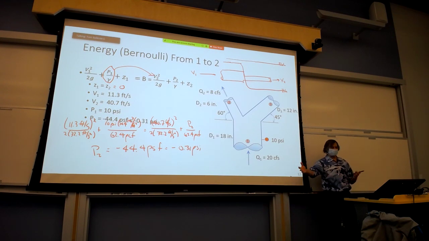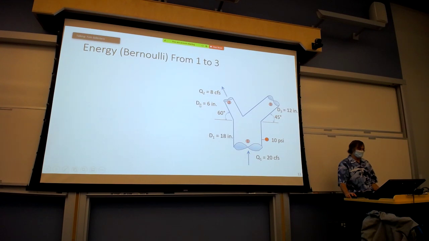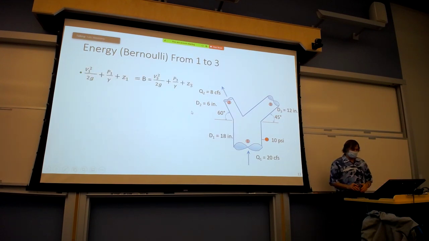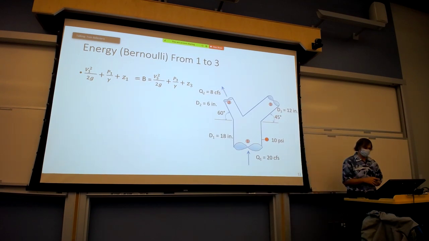Again, that's all you're doing with energy conversion. You can convert from elevation to pressure to velocity any way you want, and somebody's going to pay the price. In this case, the pressure paid the price. So that's how we calculated P2. And we're going to do the same thing for P3. So we would now write a Bernoulli equation. In this case, I chose to go from 1 to 3. Again, you would get the same answer if you went from 2 to 3.